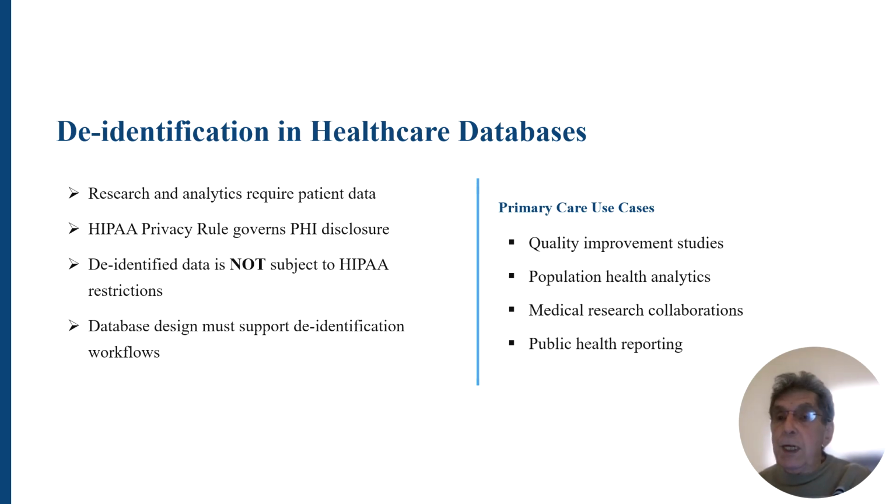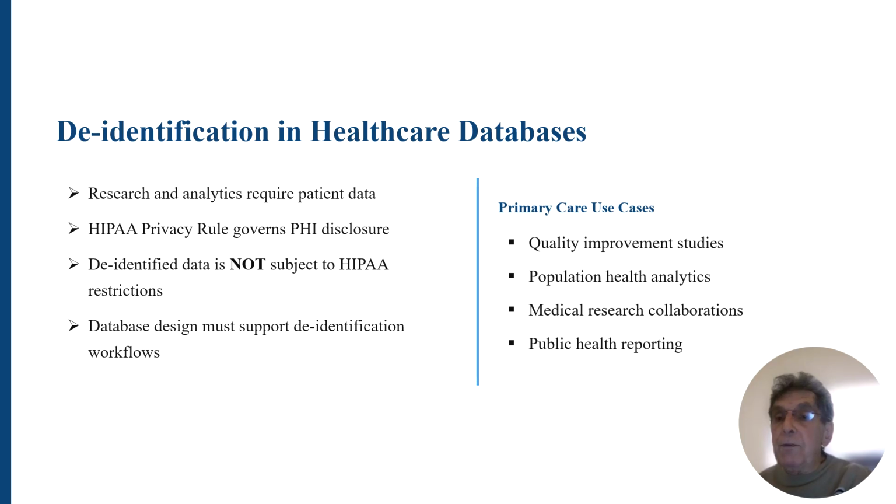Why do we need to think about de-identification when designing databases? Well, healthcare generates enormous amounts of valuable data. Researchers want to study disease patterns. Quality improvement teams want to measure outcomes. Public health officials want to track epidemics. All of these use cases require patient data. But patient data is protected by HIPAA. The privacy rule restricts how protected health information can be used and disclosed. Unauthorized disclosure can result in significant penalties, both financial and reputational.